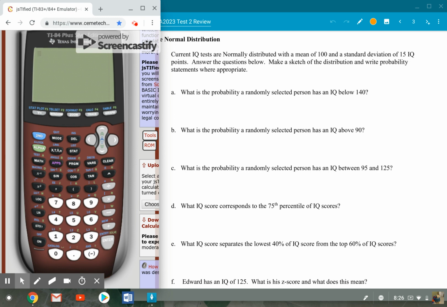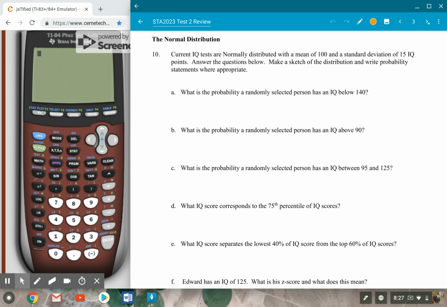All right, so last video here for our test review, we're going to look at the normal distribution. Final scenario says current IQ tests are normally distributed with a mean of 100 and a standard deviation of 15. Answer the questions below. Make sure to sketch a distribution and write a probability statement where appropriate.